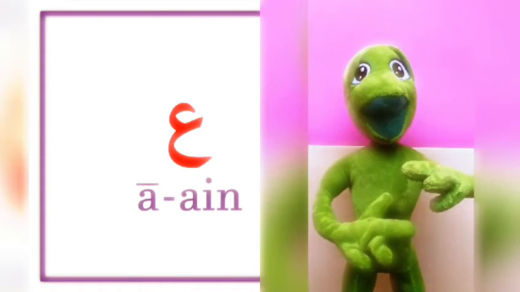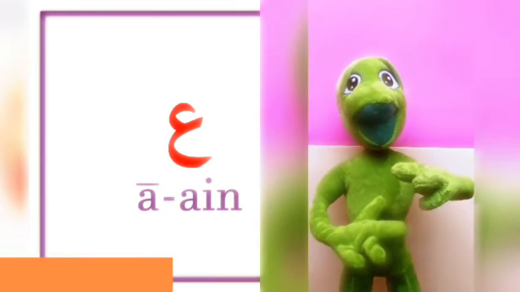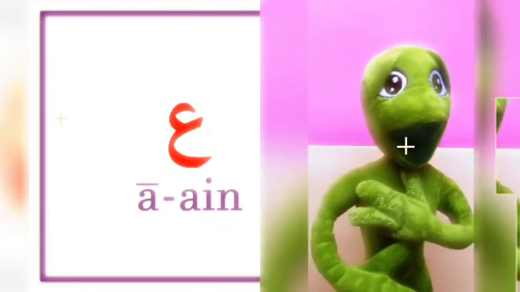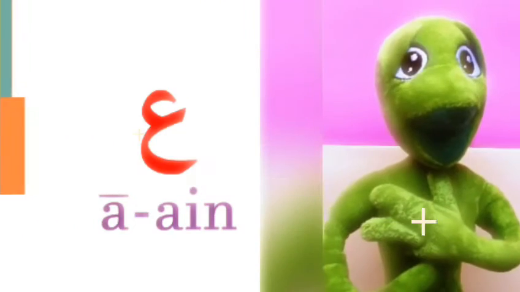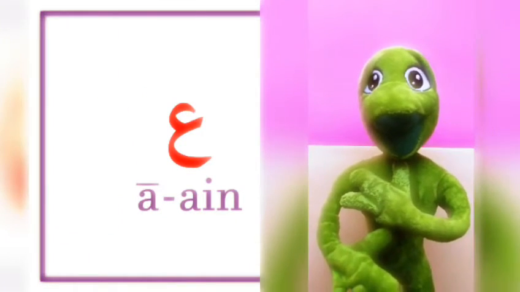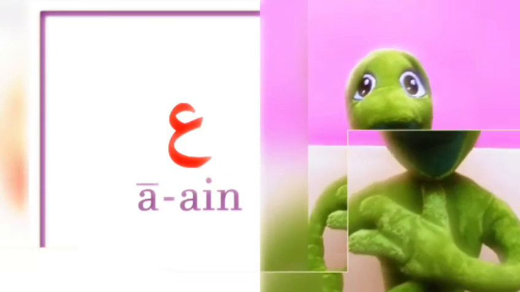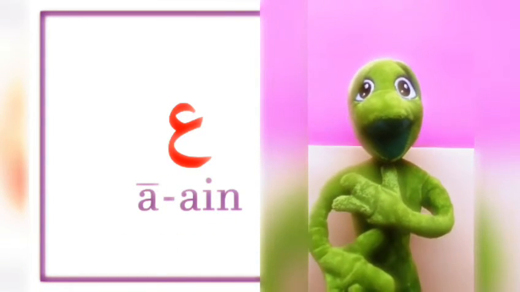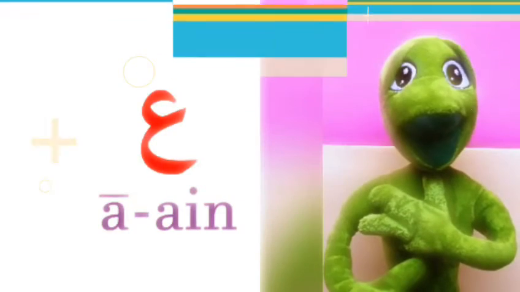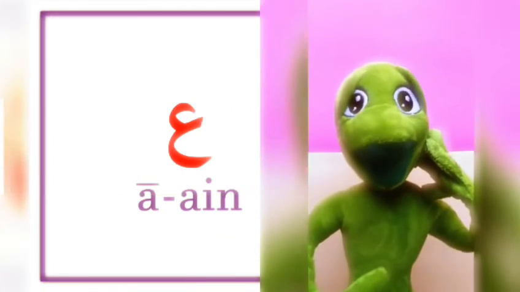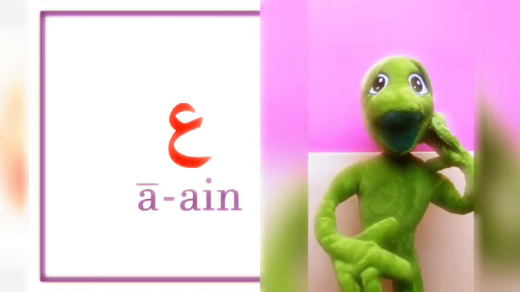Ain, a. The sound of ain. Probably you're worried now and you think, here is the most difficult Arabic sound. But don't worry. Once you know the difference between the ain sound and the a sound, it will be so much easier. The sound of a, as in alif, is pronounced from the lower part of the throat. A, a, a. However, the ain sound is smoother.